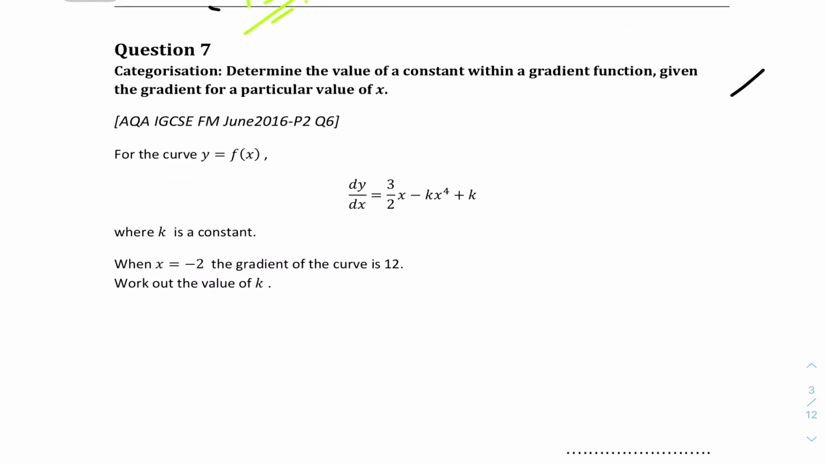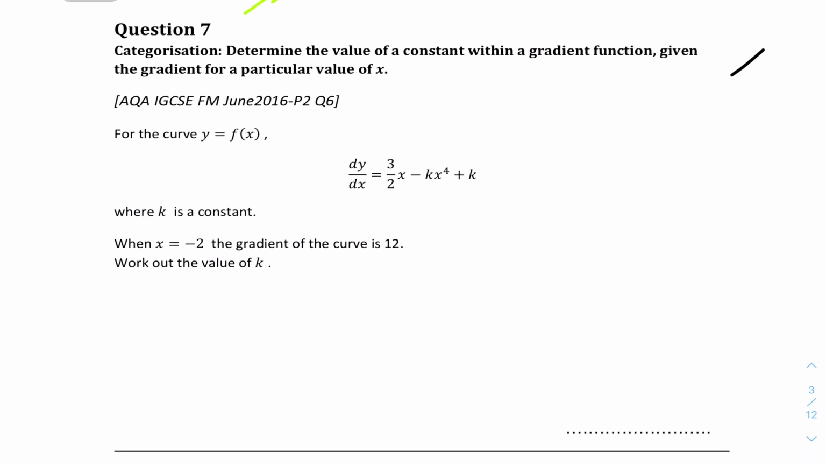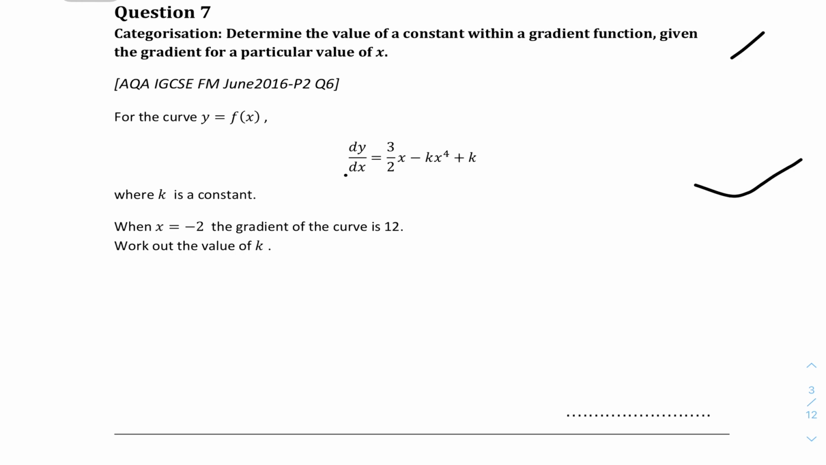And question 7, for the curve y equals f of x, we have this right here. So work out where k is a constant. When x equals minus 2, the gradient of the curve is 12. So work out the value of k. We are already given the gradient function right here, dy over dx, and the gradient is 12 when x equals minus 2. So we can substitute some values.